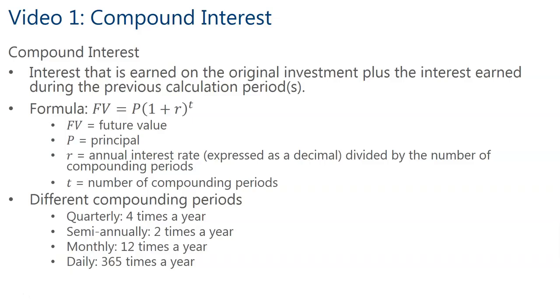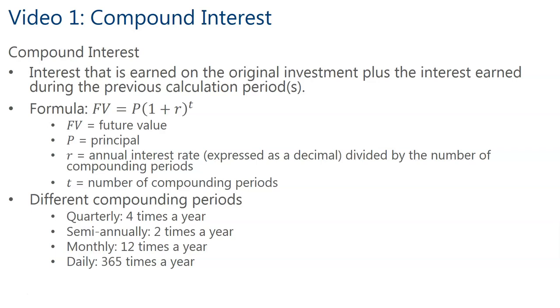FV is the future value, P is the principal or the initial amount of the investment, just like in simple interest. But R and T are different. R is the annual interest rate, expressed as a decimal, divided by the number of compounding periods. And T is the number of compounding periods, not the number of years.